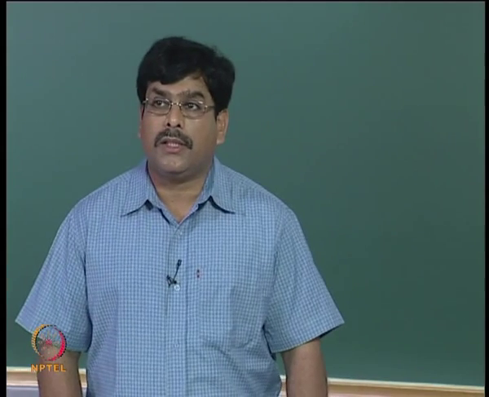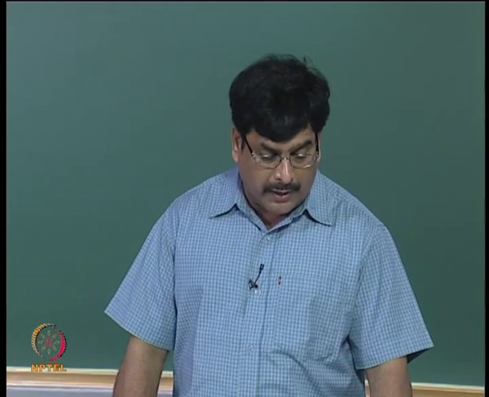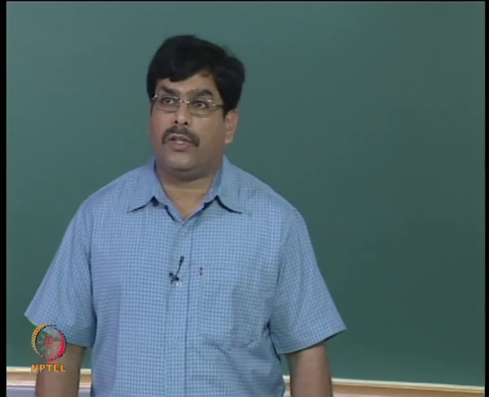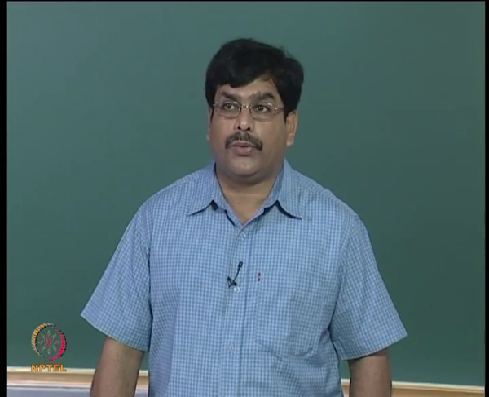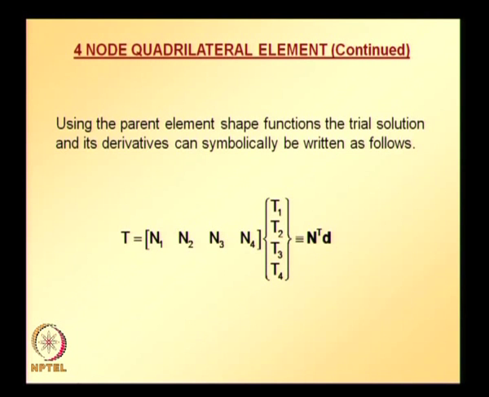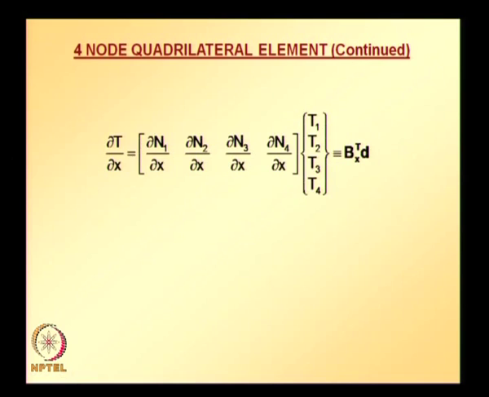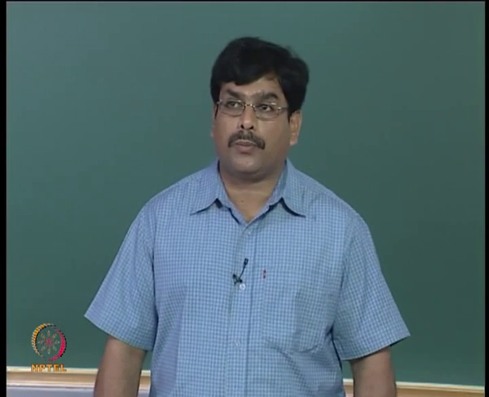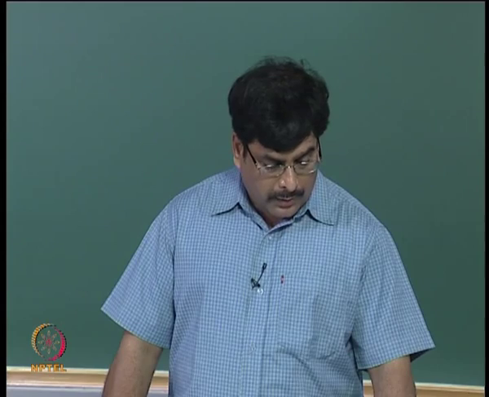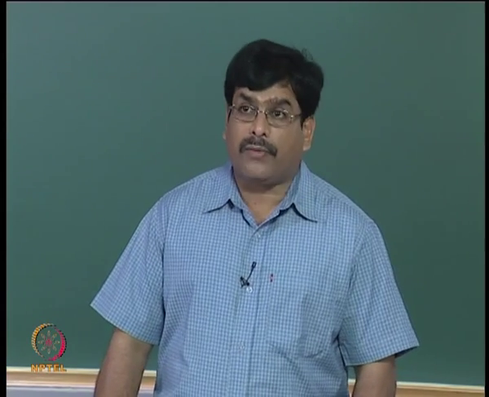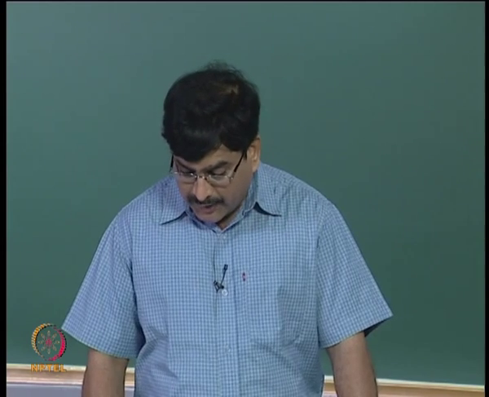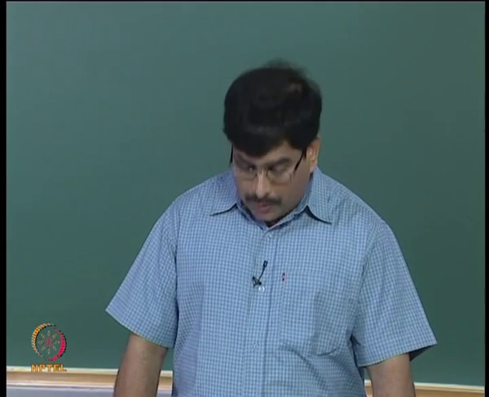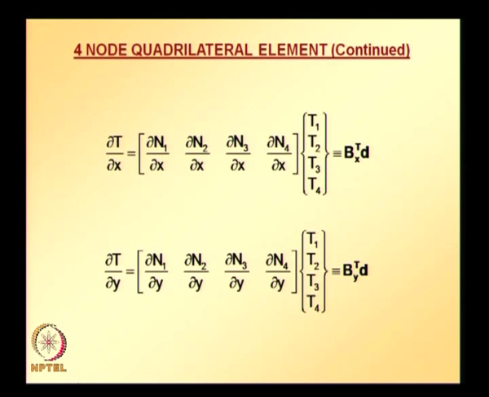And using parent element shape functions, the trial solution and its derivative can be written like this. The trial solution can be written as N1 T1 plus N2 T2 plus N3 T3 plus N4 T4, in matrix and vector form as N transpose d. Similarly, derivatives of T with respect to x can be written like this, Bx transpose d. Derivatives of T with respect to y can be written as By transpose d. So, we have the trial solution and also derivatives in terms of finite element shape functions.